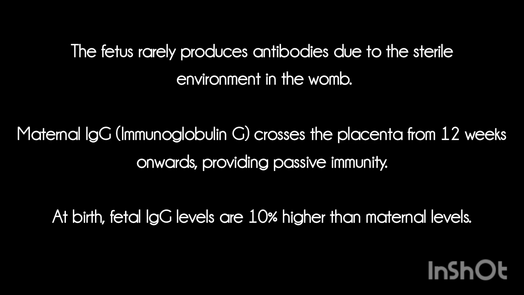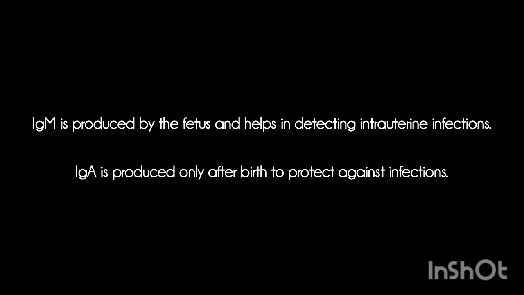Maternal immunoglobulin G (IgG) crosses the placenta from 12 weeks onwards, providing passive immunity. At birth, fetal IgG levels are 10% higher than maternal levels. IgM is produced by the fetus and helps in detecting intrauterine infections. IgA is produced only after birth to protect against infections.